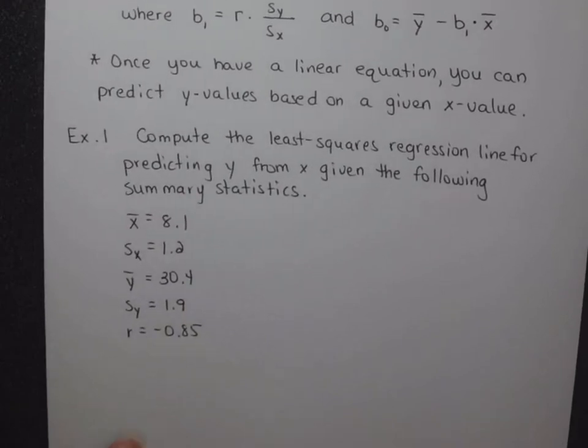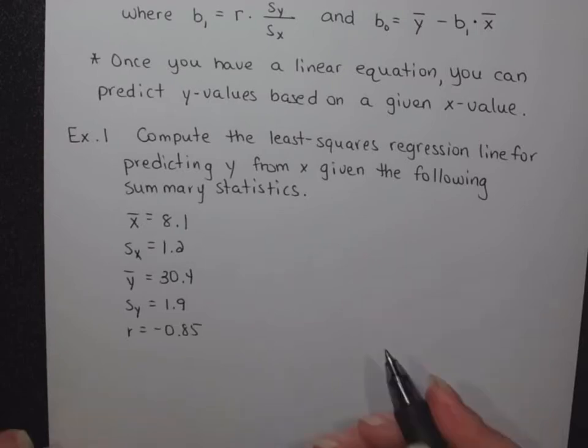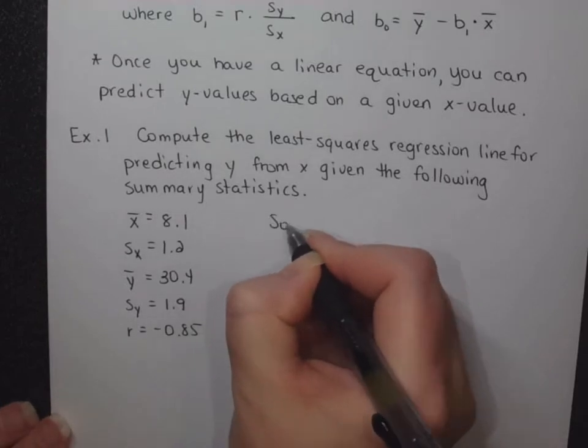Okay, so notice this is a negative r, which means as one of the values goes up, the other one's going to go down. That automatically, by the way, means that we're going to have a negative slope, right? A rate of change is always what the slope is, and if one's going up when the other one's going down, the slope is going to be negative. So let's use our formula.